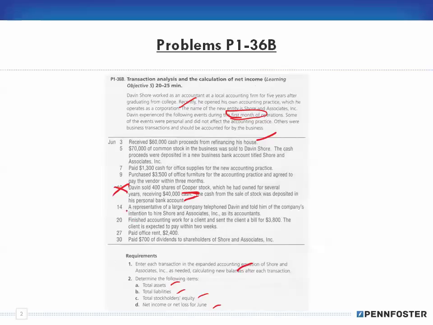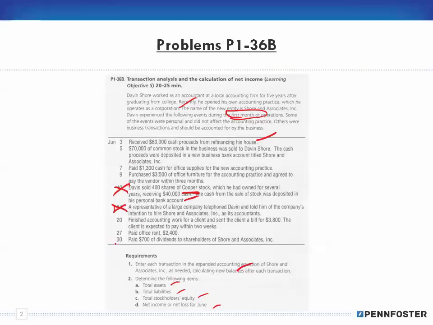All right, June 14th, a representative of a large company telephoned David and told him of the company's intention to hire Shore & Associates as its accountants. Okay, well, again, nothing has actually transpired because it's an intention to hire. It's not saying he performed services or anything like that. So there is no transaction that has occurred at that moment in time. It's just part of conversations. Now, if he created a contract or something like that, then the transaction would have happened. But right now, it's just talks. It's intentions.